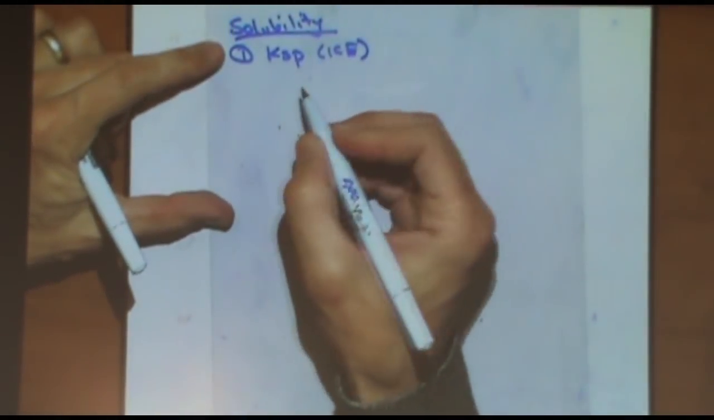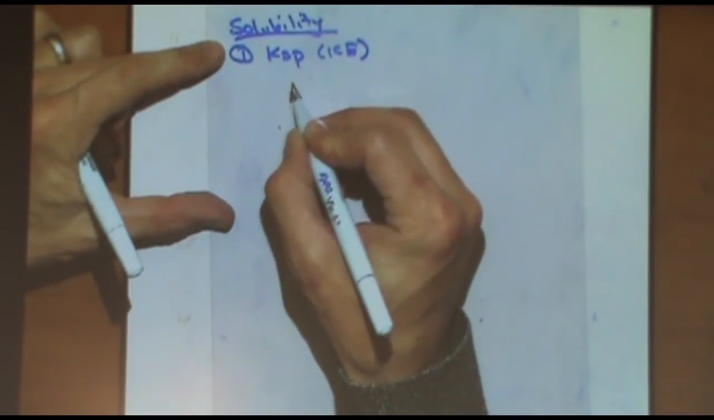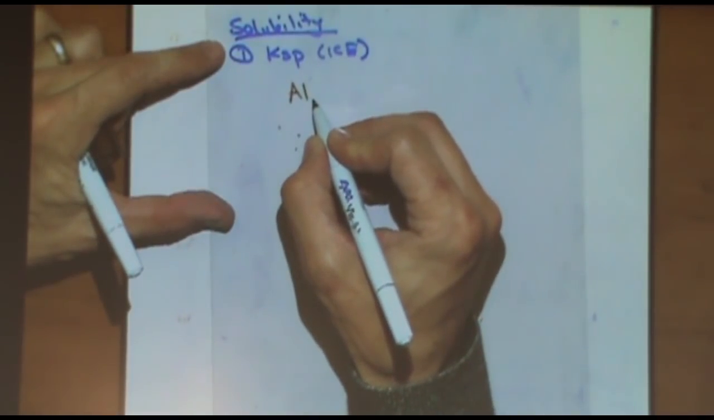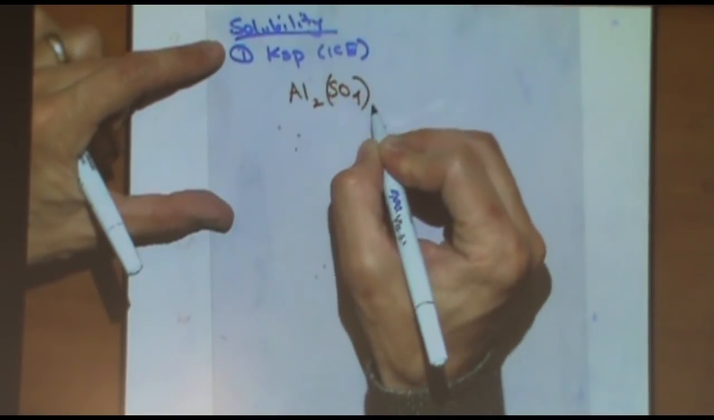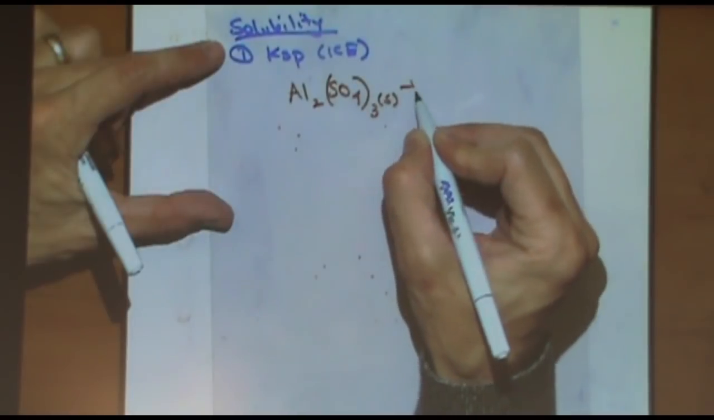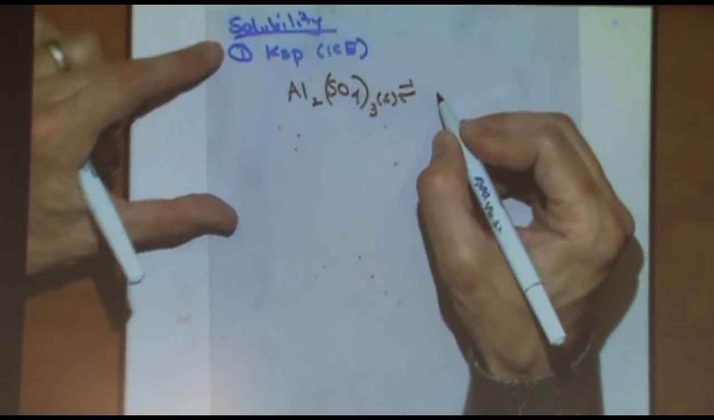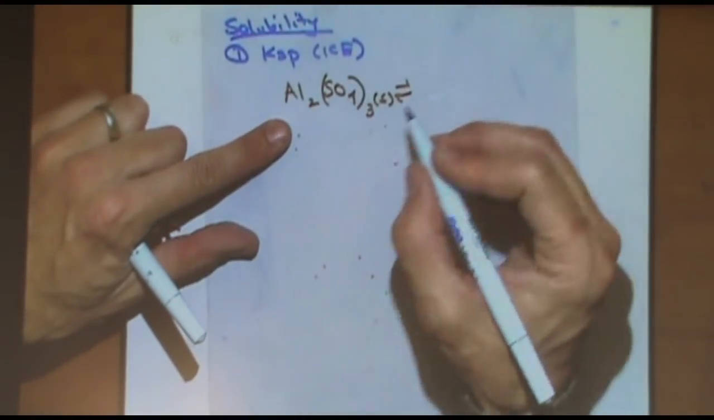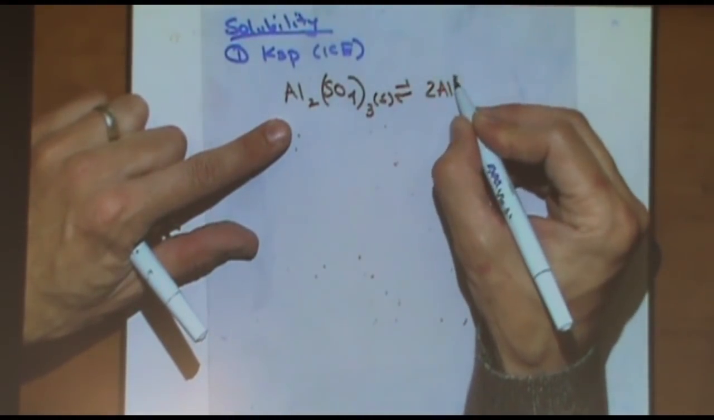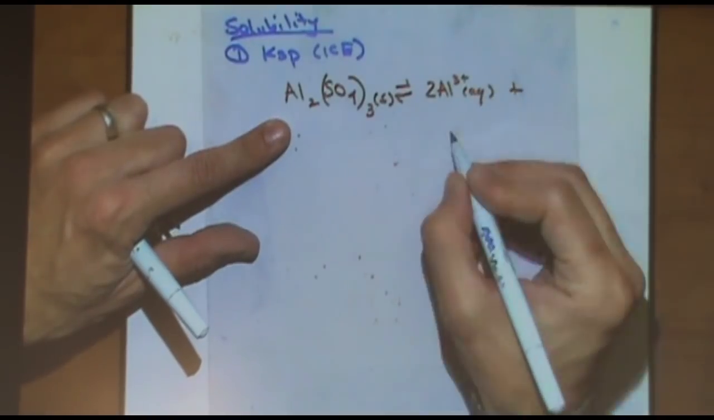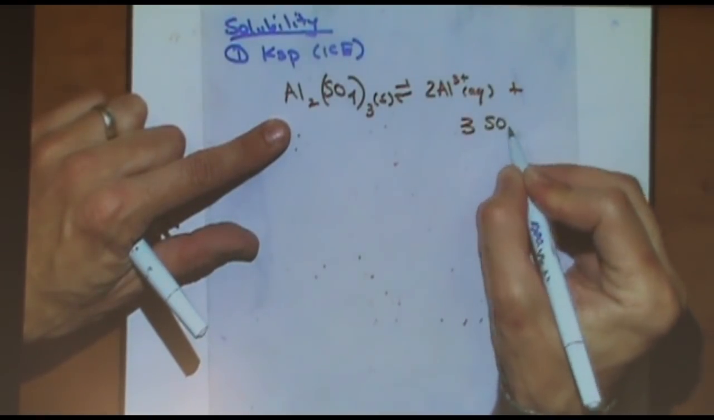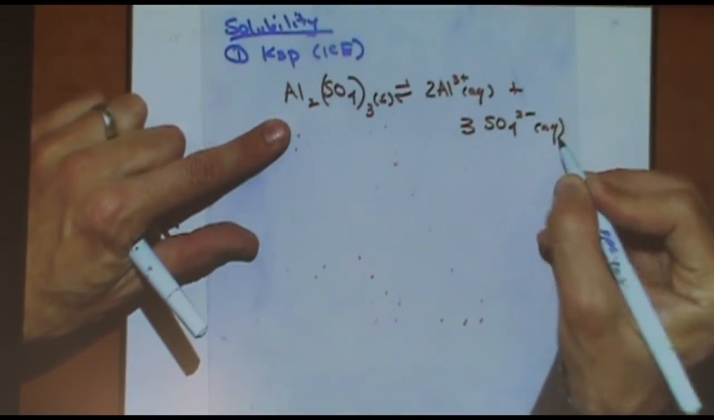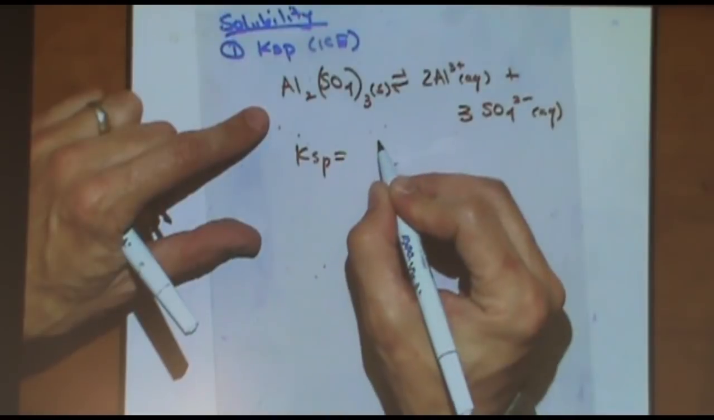Okay, so for these, you want to make sure that given any compound, let's say aluminum sulfate. Let's say we had that. Not sure if it's a solid, but let's pretend it's a solid for our sake here. You should be able to write a KSP reaction for any compound you're given. Plus, I'll put the sulfate down here. Okay, make sure you can write that. Make sure you can write the KSP.